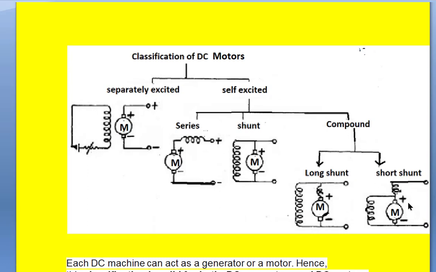Similarly, if the shunt field winding is connected directly across the motor armature and the series field winding is connected in series with the supply, then it is called the short shunt compound motor.